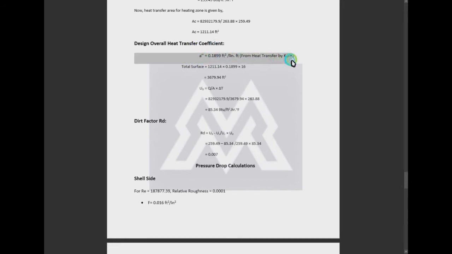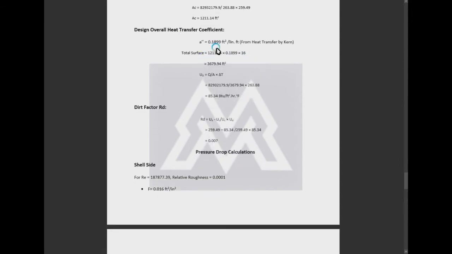Now the design overall heat transfer coefficient, which is UD, involves the dirt factor. This is the factor A. It has been taken from the literature reference, in feet square per linear feet. It depends upon the shell side layout and parameters. It depends on many factors. It is taken from the literature here, 0.1899 feet square per linear feet. The total surface can be calculated by multiplying the total area with the factor A and then multiplying by the tube length. The tube length has been taken here as 16 feet, as larger heat transfer is taking place, so we selected 16 feet.